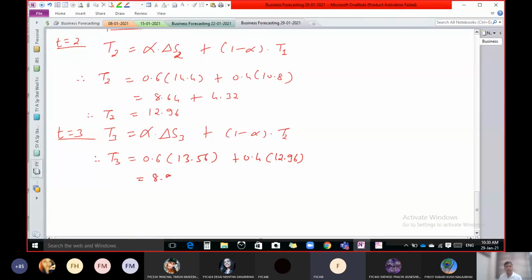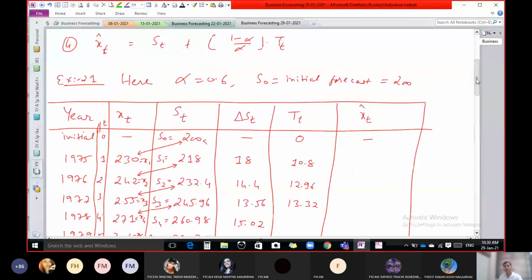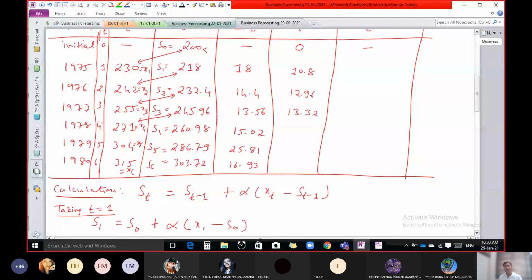8.13 plus 5.18. Yes. So the final answer is 13.31. This is T3. Up to T3, you have to show the calculation in the calculation part. So 13.31 or 13.32, that is the answer.